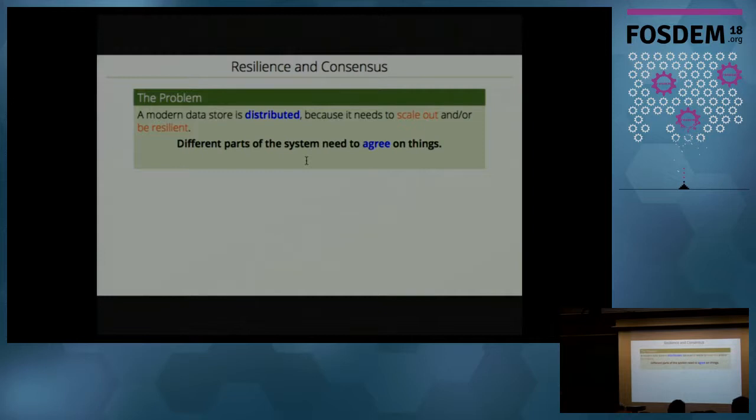And this has the challenge that different parts of the system need to agree on certain things. So if you say, I'm storing a new document, and the database says, yes, I store it, and you ask for the same document again, you don't want the database to say, oh, which document? I don't know about it. It should be there. So the servers need to agree that it is there. And consensus is the art to really achieve this as well as possible in software only.